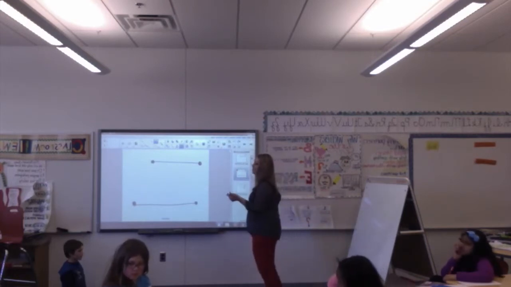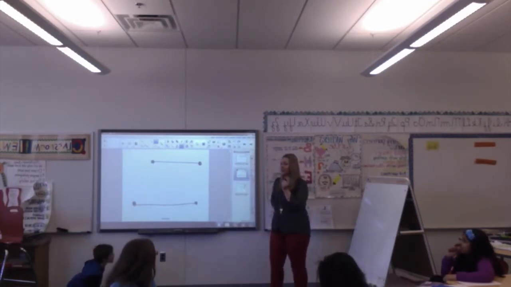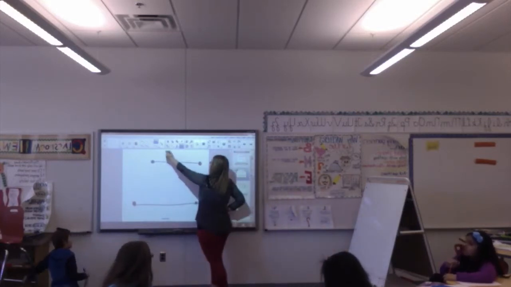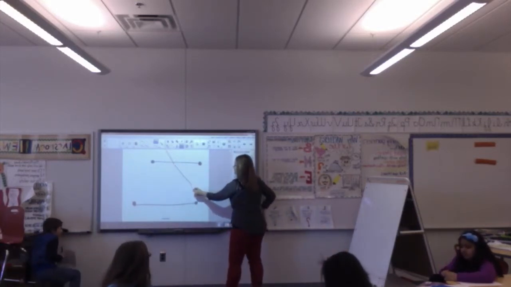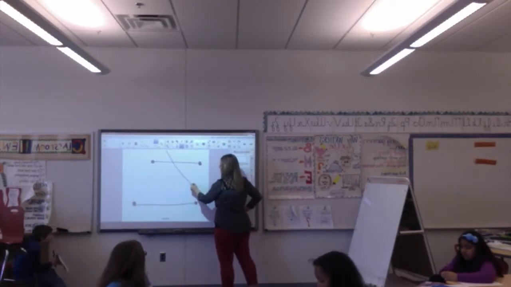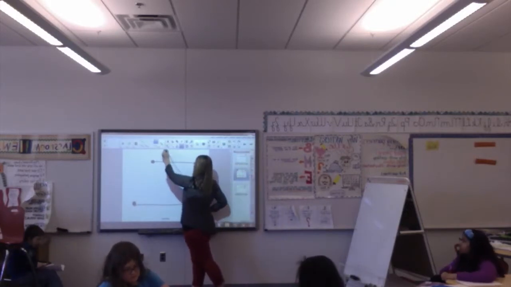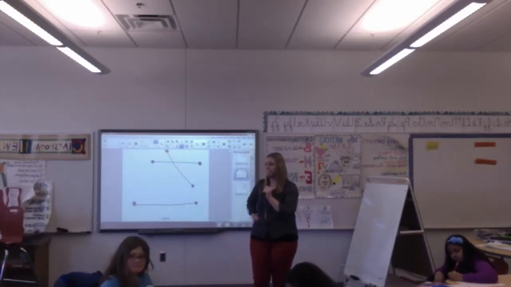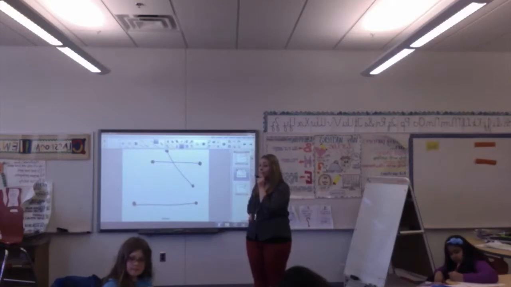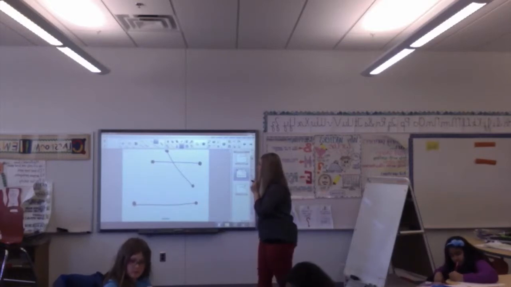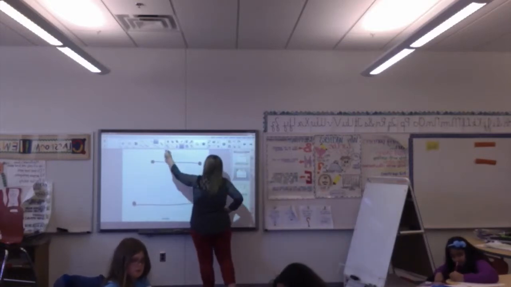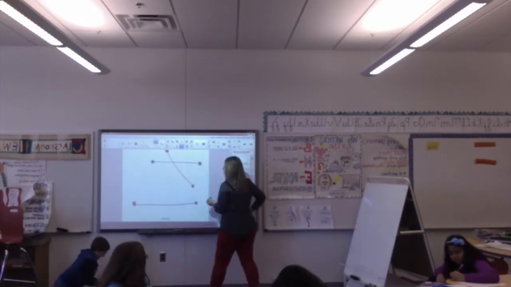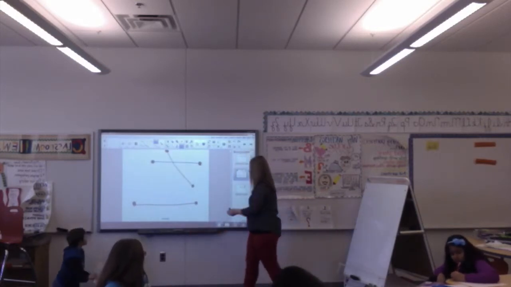Okay, now we're going to make a line that crosses it. It crosses it. This is called an intersecting line. Why is it intersecting? What does the word intersect mean, William? Go across. Yeah, so it touches it, right? So it can cross it. Okay, so that is an intersecting line.